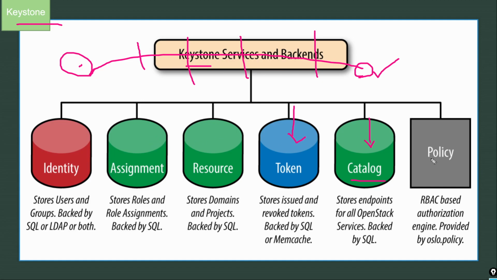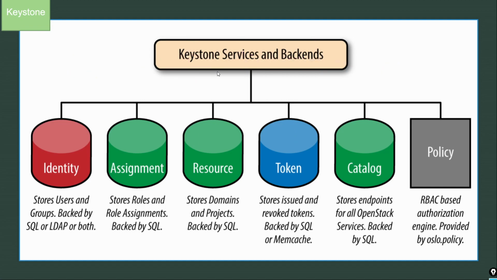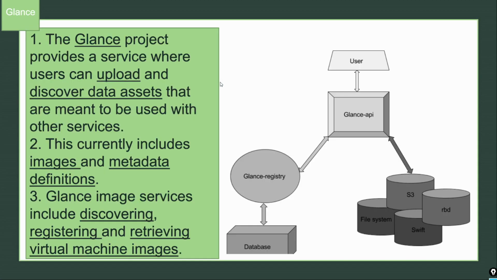What is policy? We can say it's rule management, something like that. For example, there's a company policy, so for authorization, something like that. And also we have the resources, which stores the domains for us. Assignment stores roles, and we call that role assignment, and also identity, the identity of the users. So this is Keystone, the first thing.